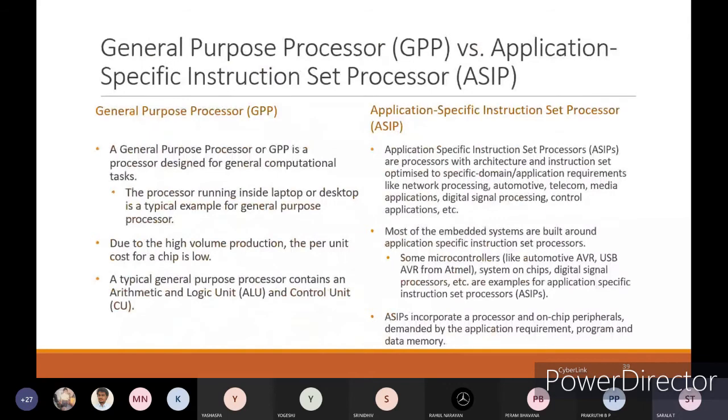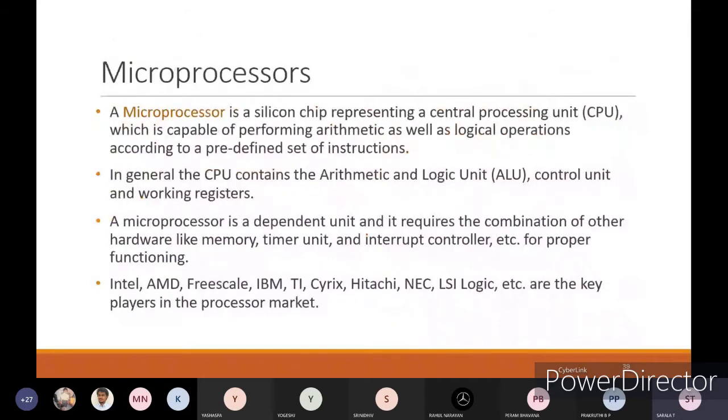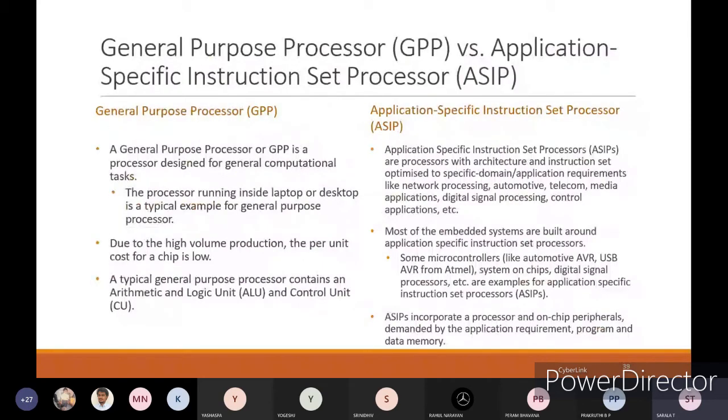General purpose processors. A general purpose processor or GPP is a processor designed for general computational tasks. An application specific instruction set processor, or ASIP, is a processor with architecture and instruction set optimized to specific domain application requirements like network processing, automotive, telecommunication, media applications, digital signal processing, control applications, etc. All come under application specific instruction set processors.